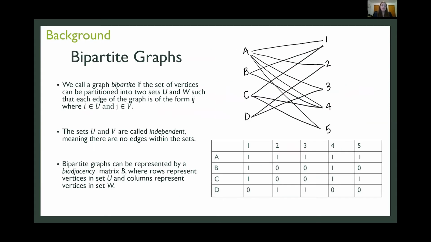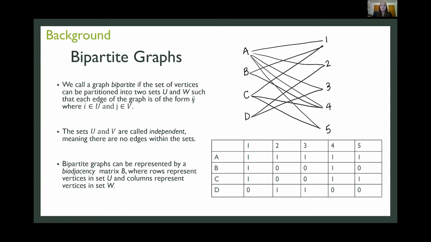So one way we can do this is to infer them through what we call bipartite networks, which is a bipartite graph. A bipartite graph is a graph that has two sets of vertices. We can call them U and W. And each edge is of the form ij, where i is a member of U and j is a member of W. So what that means is we have two sets of things, and edges can only go between sets. They cannot go within sets.